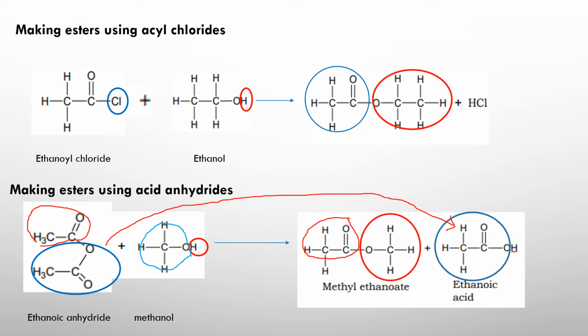So the methanol group is going to become methyl. The ethanoic acid from the ethanoic anhydride will become ethanoate. So methyl ethanoate.